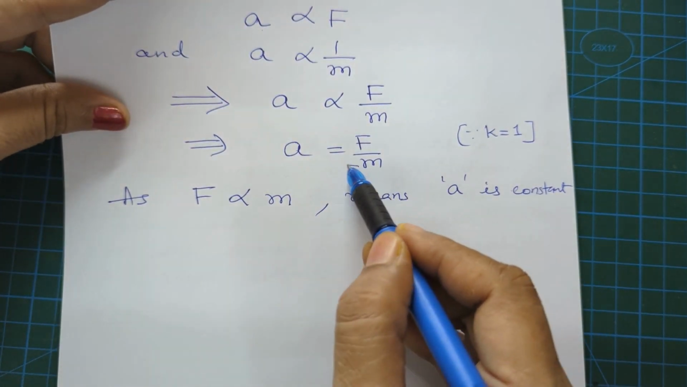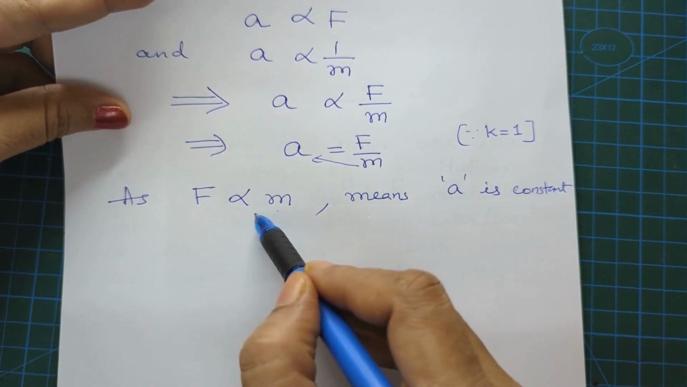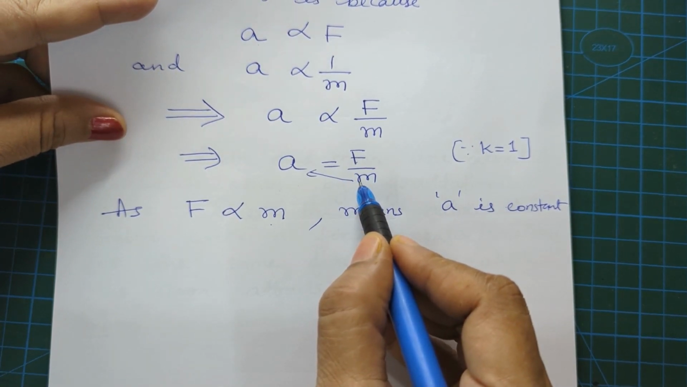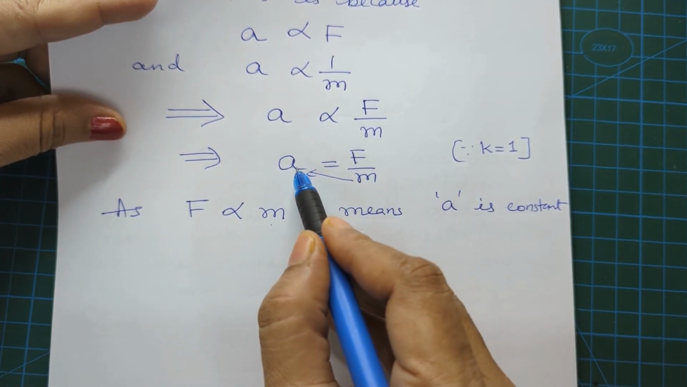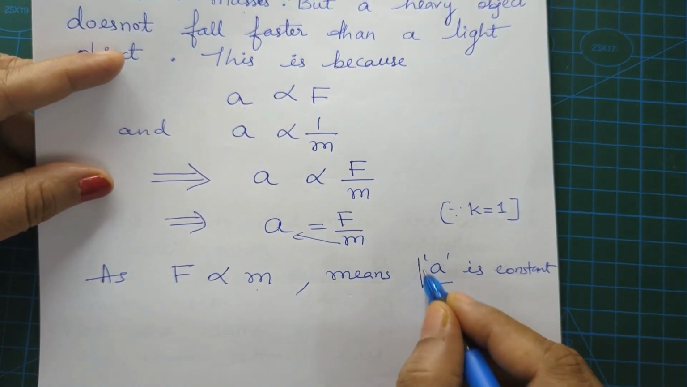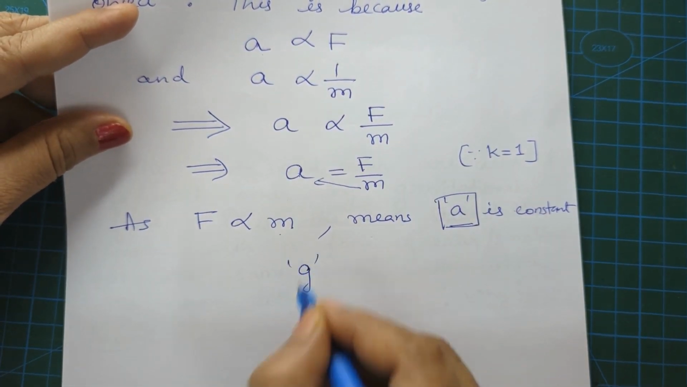So force F is equal to ma, so force and mass are directly proportional. If force and mass are directly proportional, it means the third physical quantity must be a constant. So here acceleration is constant. And what is this acceleration called? This acceleration is called acceleration due to gravity.